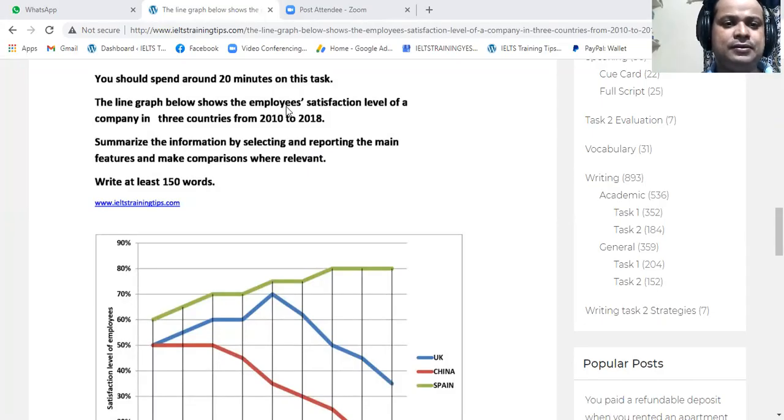Good evening. So today we are going to discuss a line graph, and this is a line graph which shows the employee satisfaction level of a company in 3 countries from 2010 to 2018. So this is what the question is.